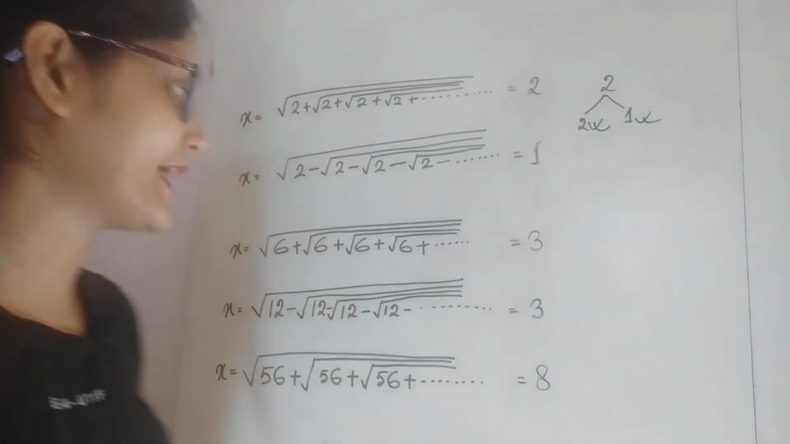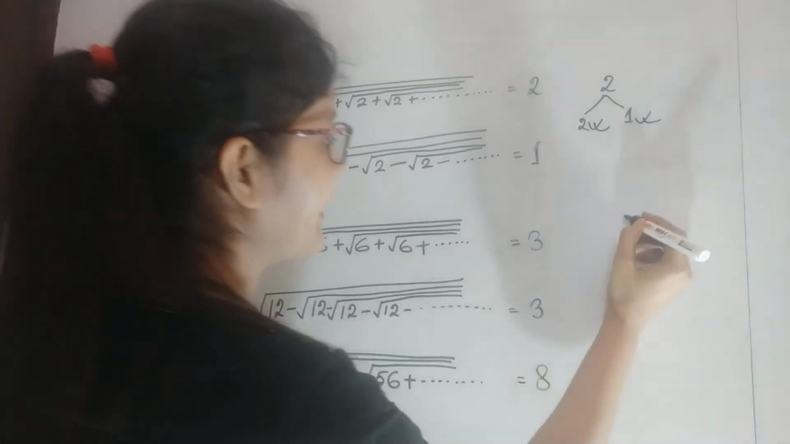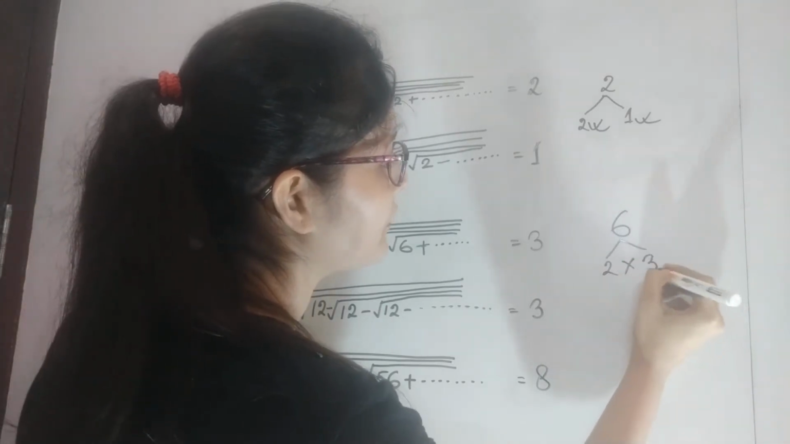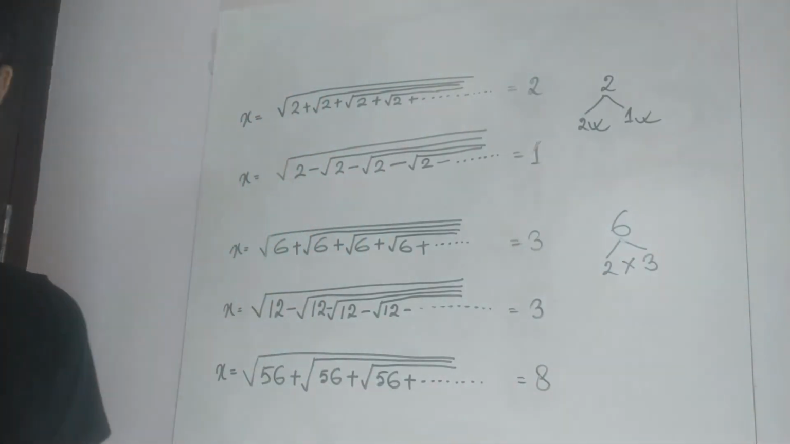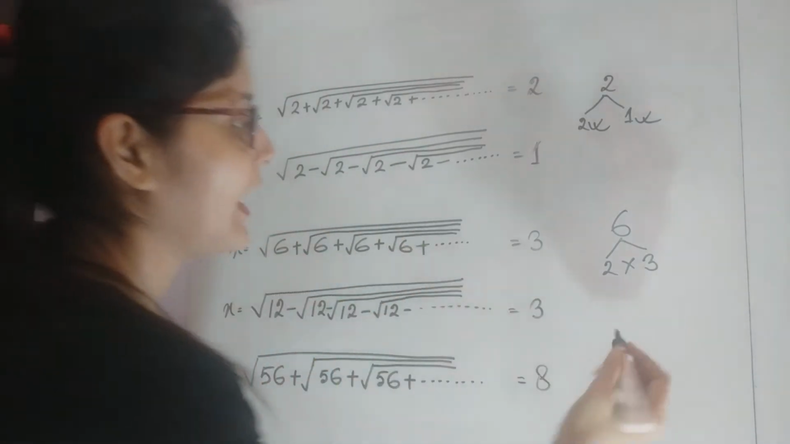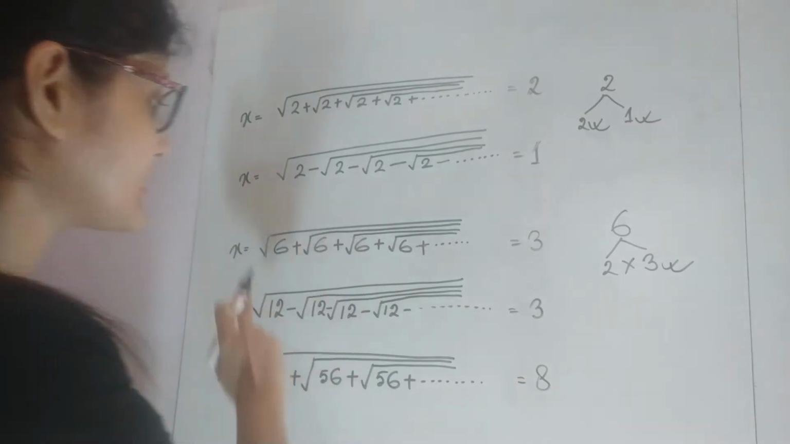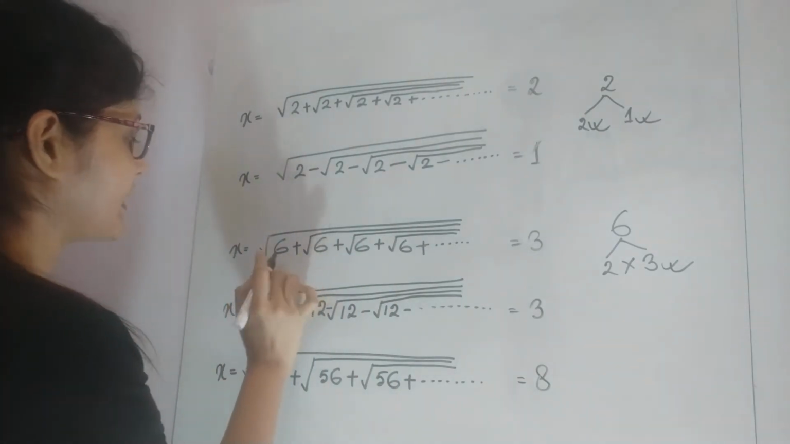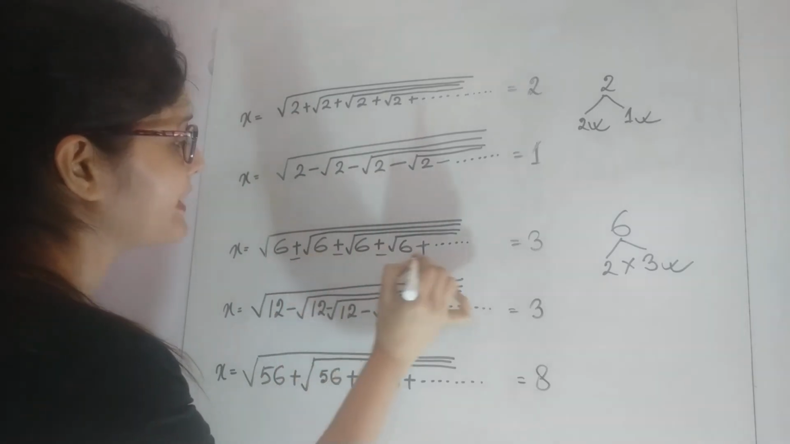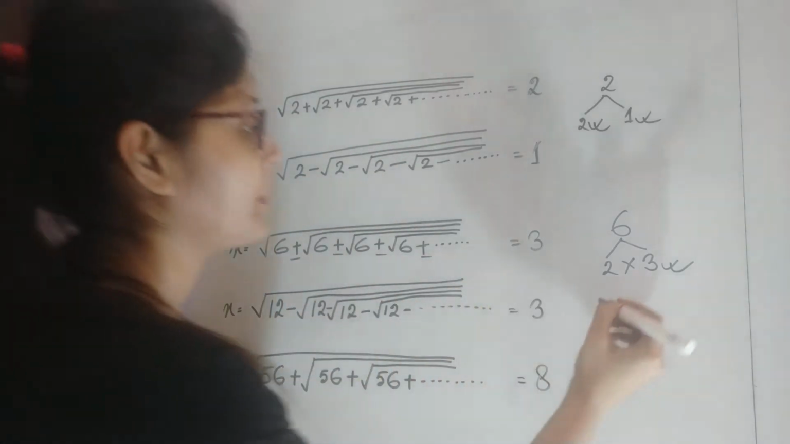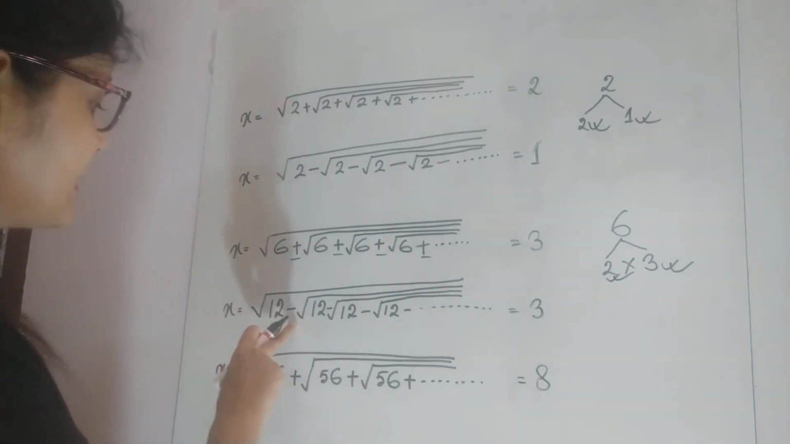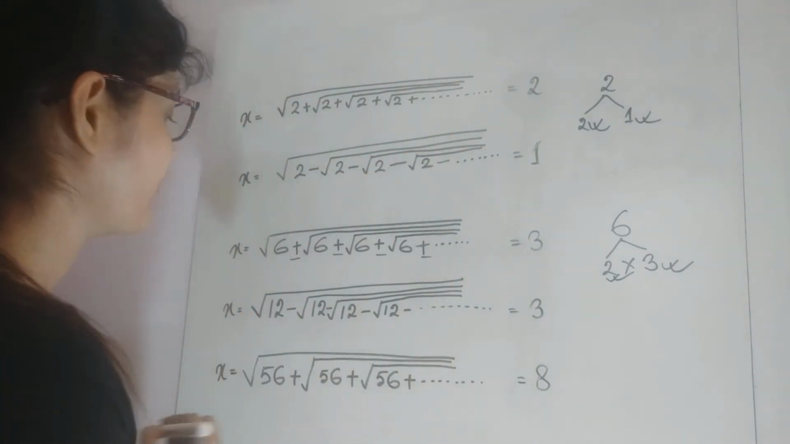As simple as that. See, here 6 can be written as the multiplication of two consecutive numbers, that is 2 and 3. So here if plus sign is there, the answer will be the bigger one. If minus sign is there, then the answer will be 2, the smaller one. Here, as minus sign is there, the smaller one will be the answer.